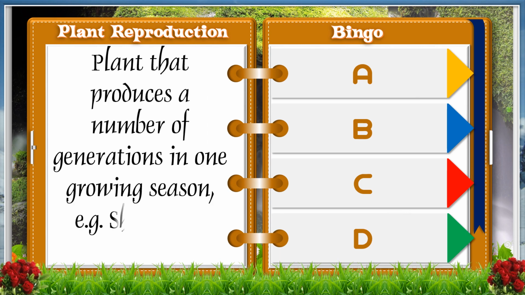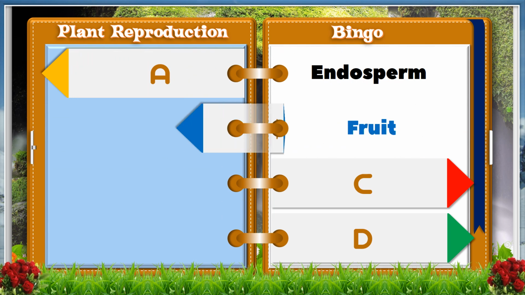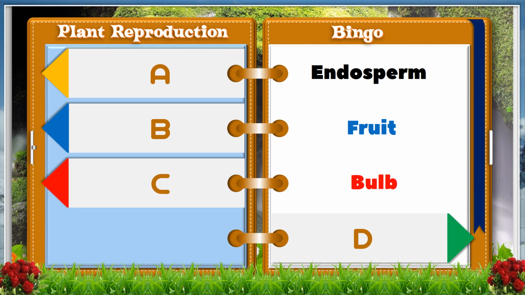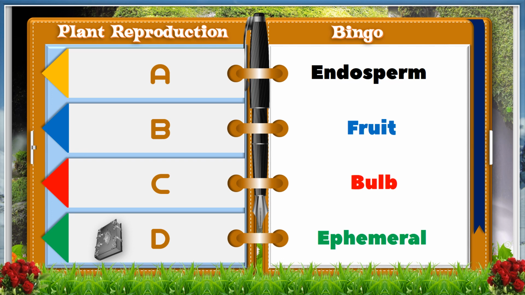Plant that produces a number of generations in one growing season. For example, shepherd's purse. A. Endosperm. B. Fruit. C. Bulb. D. Ephemeral. And the answer is D. Ephemeral.